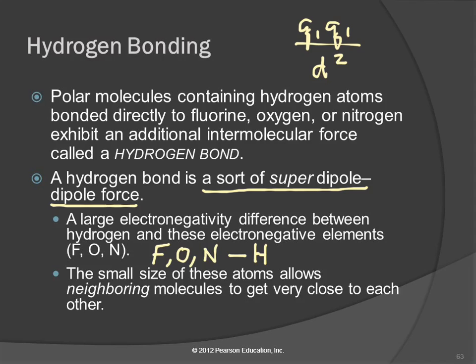So how do you remember which of these could have hydrogen bonding? Remember the movie E.T.? What did E.T. say? Phone home. Phone home. Do you like that? It's a good one, huh? So fluorine, oxygen, or nitrogen bonded to hydrogen. If you see that in a polar molecule, you have hydrogen bonding.